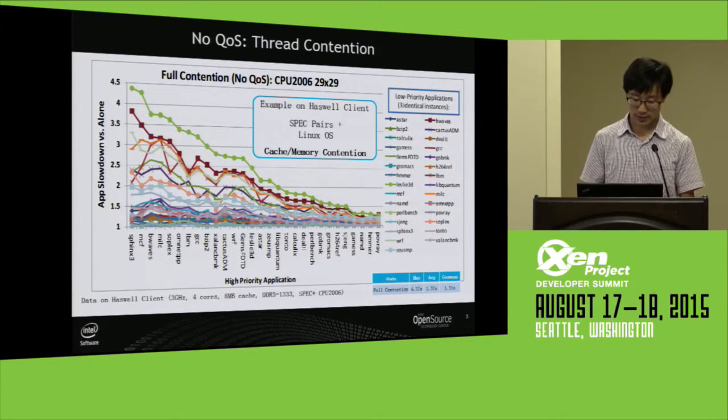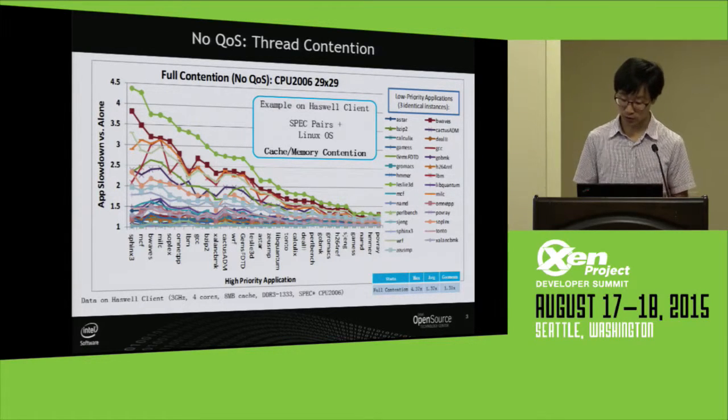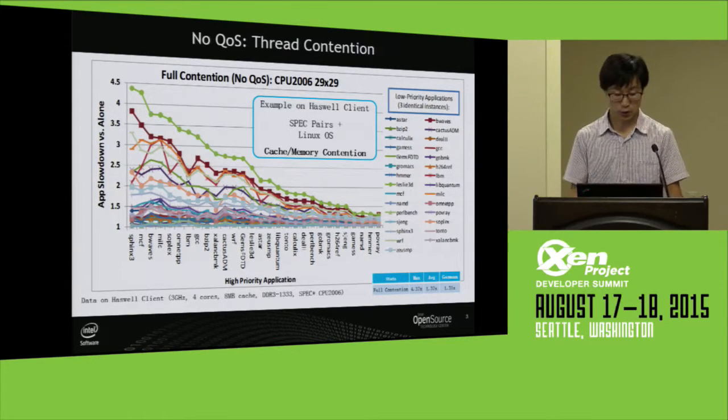From this chart, on the left, which is most sensitive to resource contention, it shows that up to 4 times slowdown can happen in the worst case, if nothing is done, especially for QoS.